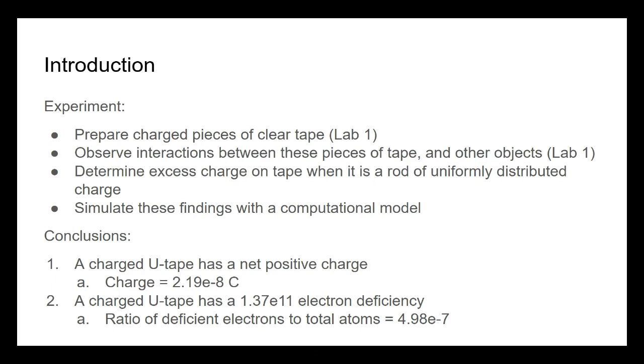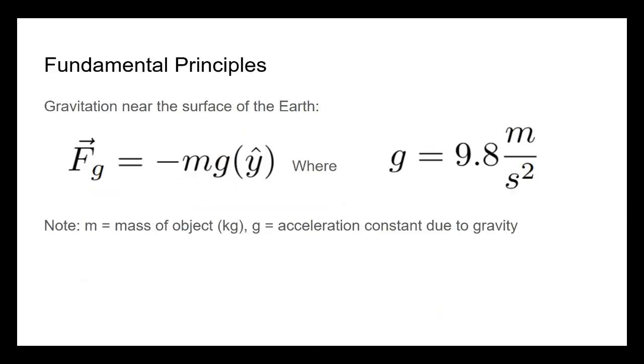The real big difference is that we're now treating the tape as a rod of uniformly distributed charge, rather than a point charge like we did in Lab 1. These conclusions were similar, but not exactly the same as Lab 1. A charged U-tape was found to have a net positive charge just as before, except this time it's a little bit different at 2.19 times 10 to the negative 8th coulombs. And a charged U-tape has a 1.37 times 10 to the 11th electron deficiency, with the ratio of deficient electrons to total atoms at 4.98 times 10 to the negative 7th.